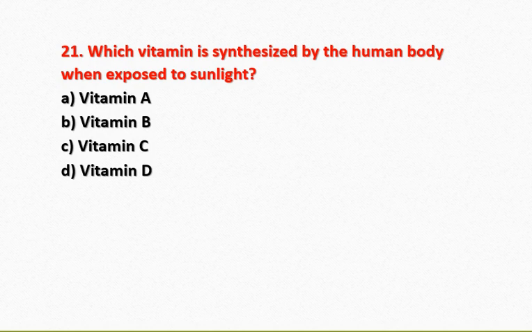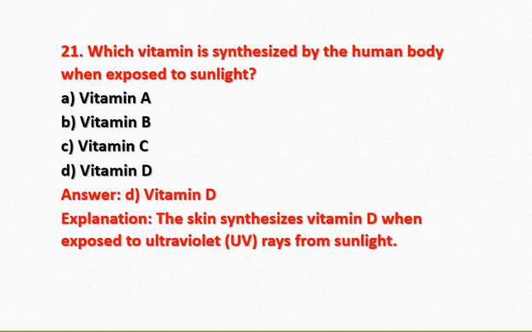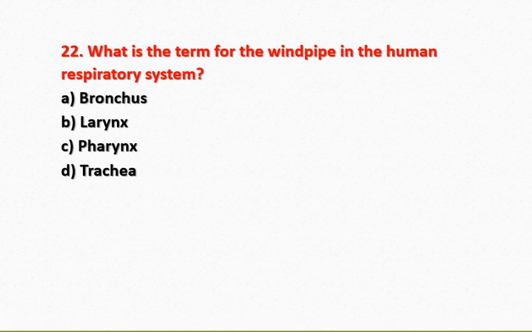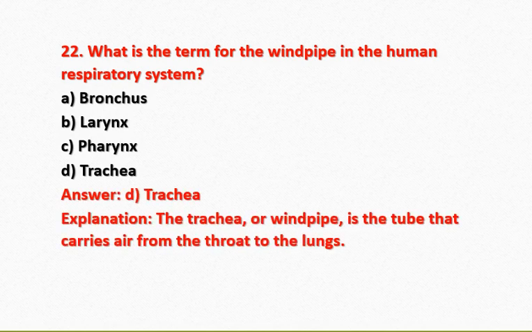Which vitamin is synthesized by the human body when exposed to sunlight? Correct answer is option D, vitamin D. What is the term for the windpipe in the human respiratory system? Correct answer is option D, trachea.